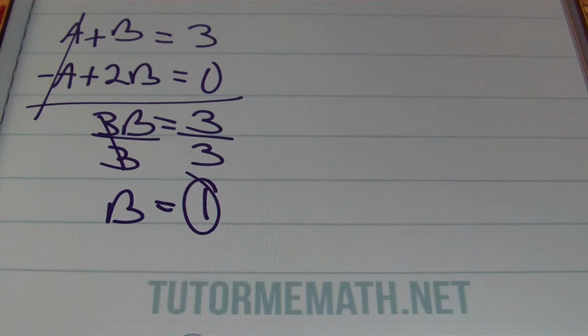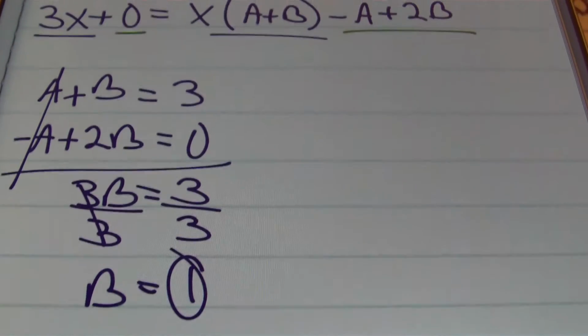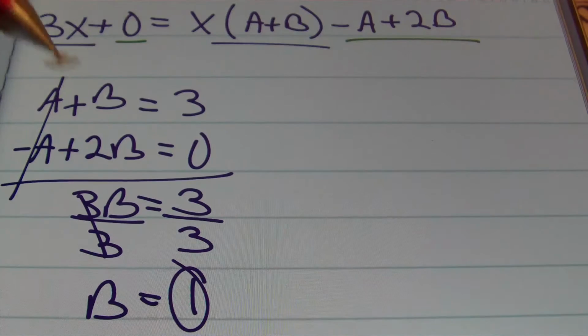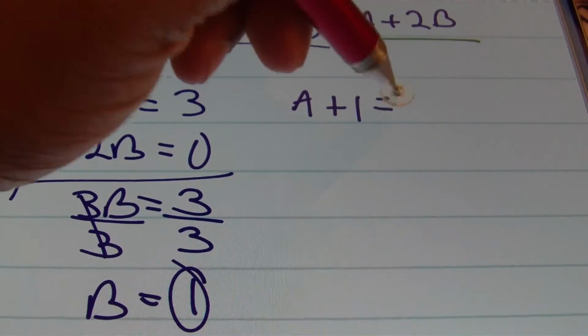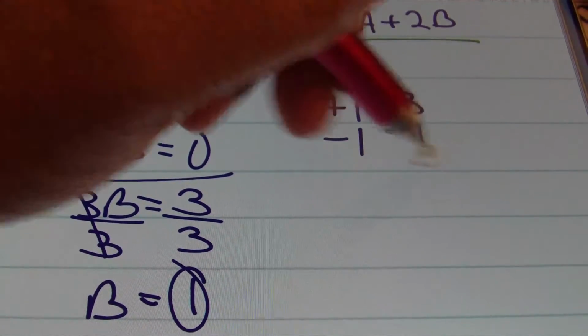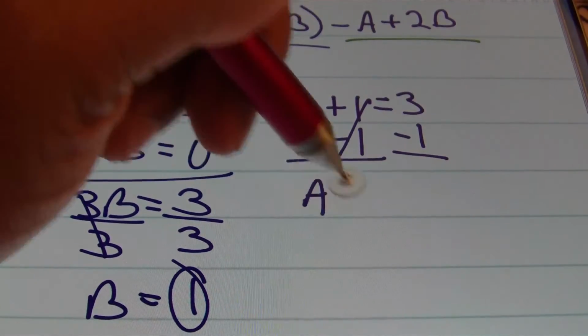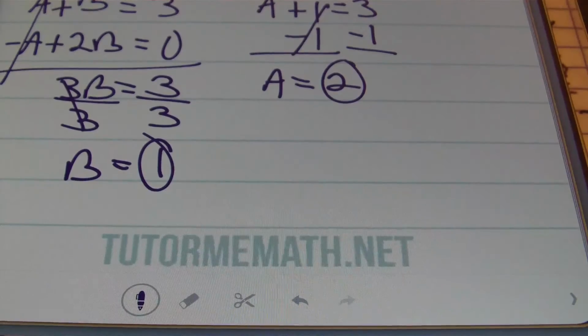Now that I know what b is, we can go ahead and substitute that back into one of the original equations here, a plus b equals 3, for instance, and find out what our value of a is. So here I'll have a plus 1 equals 3, and I'll subtract 1 from both sides, and that tells me that a equals 2. So now we've found that a equals 2 and b equals 1.